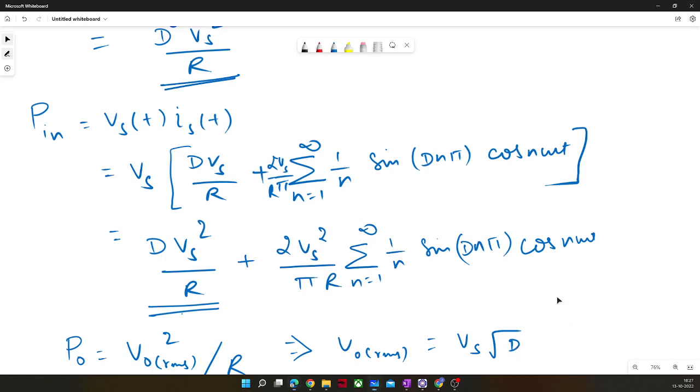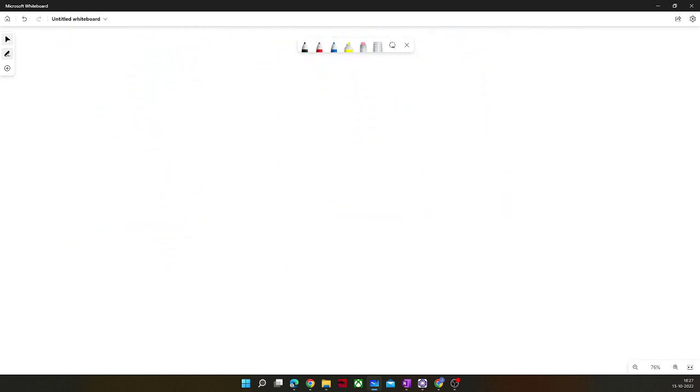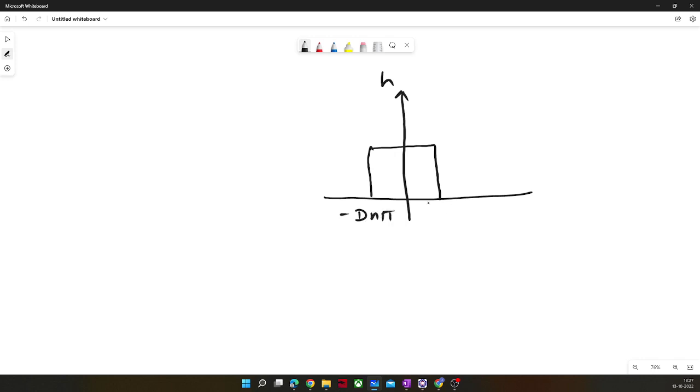So I am again just generalizing the thing, whatever I have discussed earlier. This kind of thing is called a switching function, and it is denoted as h, and it ranges from minus dn pi to dn pi, which would lie within minus t to t. Okay, and let's say its value is 1. So I'm just generalizing here.